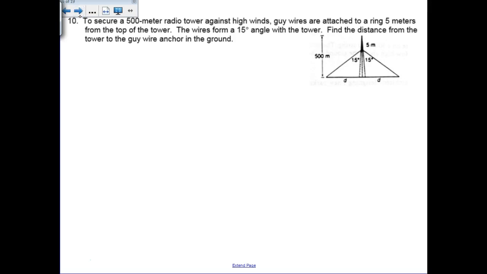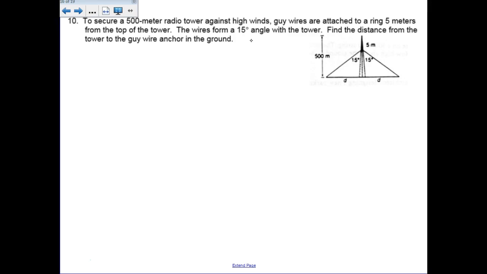Oh, this is fun. So a 500-meter radio tower, they have to secure it against high winds. So they're going to put anchors, and you wouldn't put it at the top of the tower, right? Because what would happen if you have a really long, skinny piece of metal, and you attach a big wire to the top, and then it flexes in any way? It's going to snap, yeah. So they attach it somewhere else along the height, and then they create a bunch of triangles.